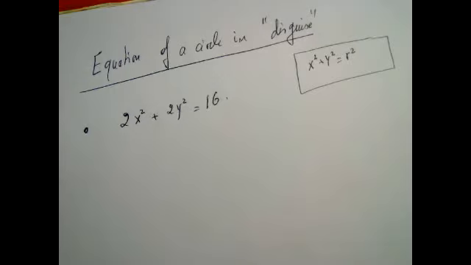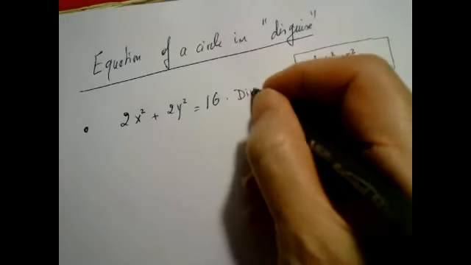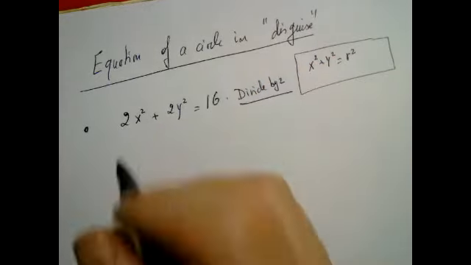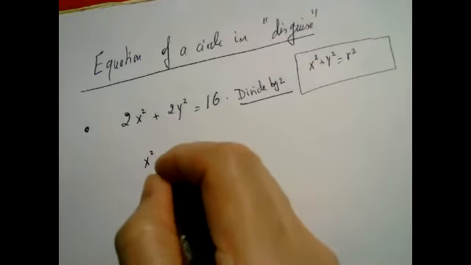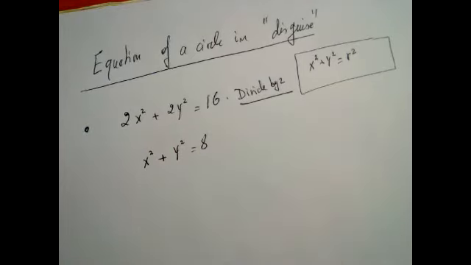Can I make this equation somehow look like that? Yes. How can I do it? If you can talk, just talk. Would you divide by 2? We divide by 2 across the board. I divide by 2, I get x squared. I divide this by 2, I get 8.